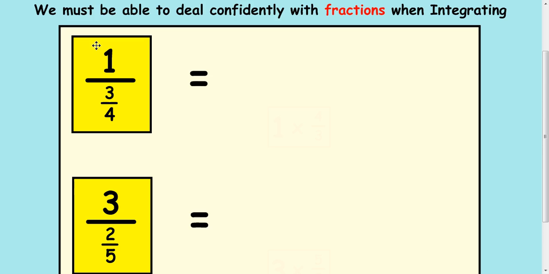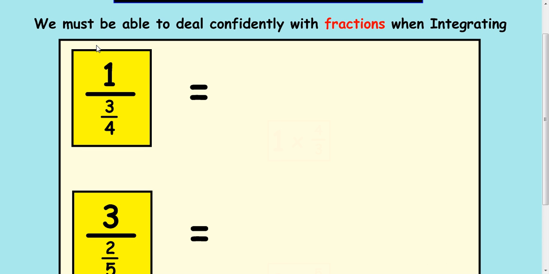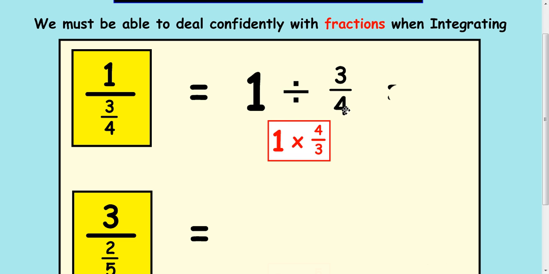So let's look at the last thing before we start actually integrating some examples. You must be good at this idea here, dividing a whole number by a fraction. Because as you can imagine, the powers quite often end up as fractions. Then you have to divide a number in front of the variable. So how do we do this? 1 divided by 3/4. Well, 1 divided by 3/4 is exactly the same as 1 times 4/3. You flip the second fraction over. That's just from the rules of fractions, so that becomes 4/3.